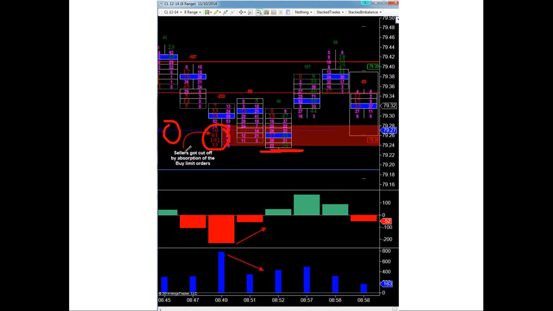Exactly. Sellers got cut off by absorption of buy limit orders. What this person is saying is that as we came down, we get aggressive selling into this area, and we can't punch through. What that most likely means is that there are a lot of limit orders sitting here, okay? So if you get this kind of aggressive selling coming into an area and you can't break it, that means there were probably a lot of resting orders there.